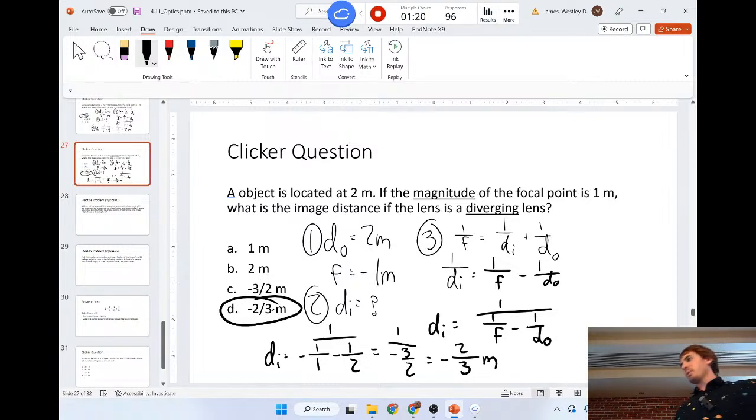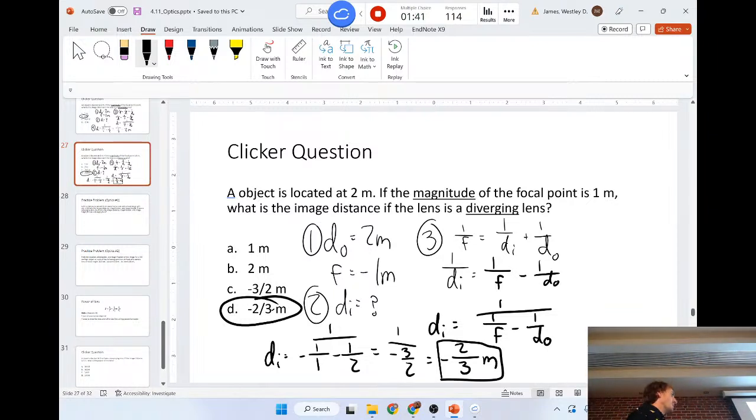If you don't, I don't know what to do for you. We get a negative image distance. It's a diverging lens. I told you all, diverging lenses always give you a negative image distance. Ta-da, that emerged in the math. No extra step was necessary to get there.